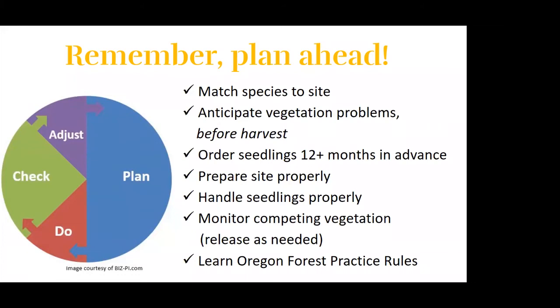Okay, folks, we made it almost to the end here. Just remember to plan ahead. You want to match your species to your site. Anticipate your vegetation problems before you harvest. You want to order your seedlings 12 months or more in advance, a year in advance or more. Make sure you prepare your site properly. We talked about handling your seedlings properly, monitoring competing vegetation, and using those release treatments as needed.